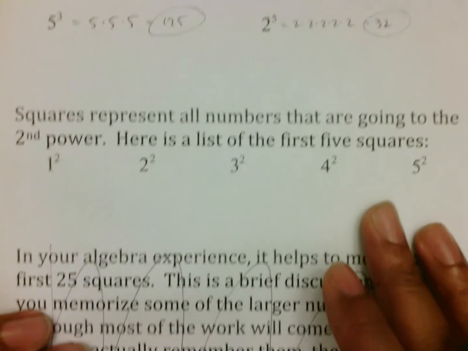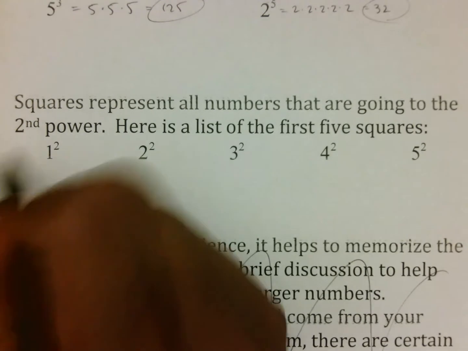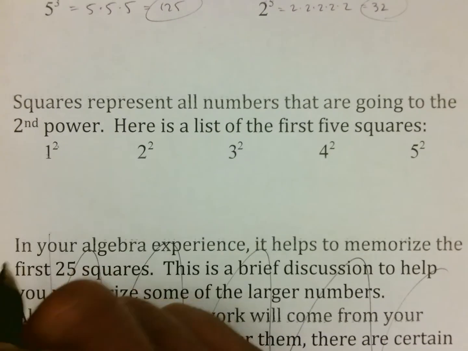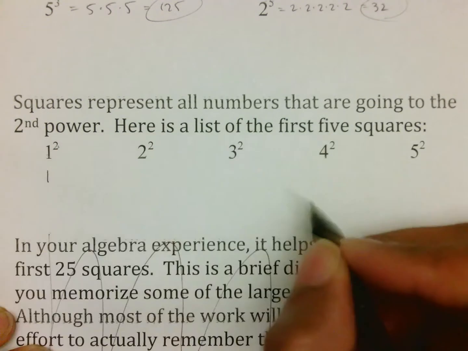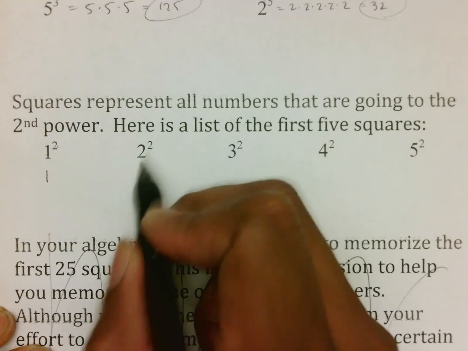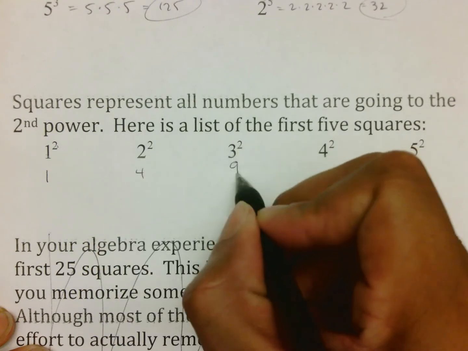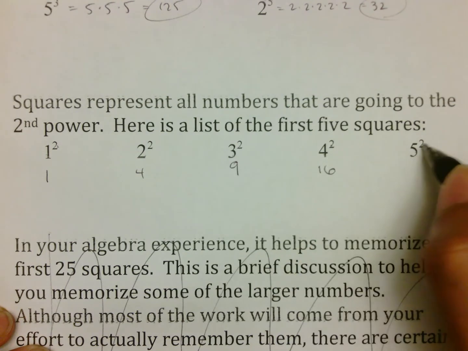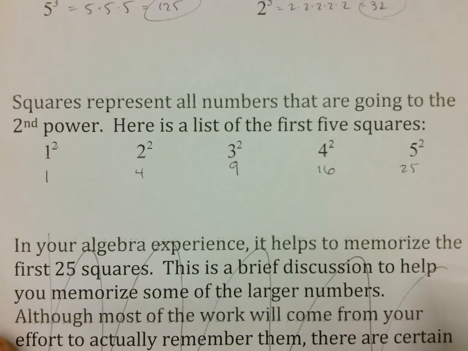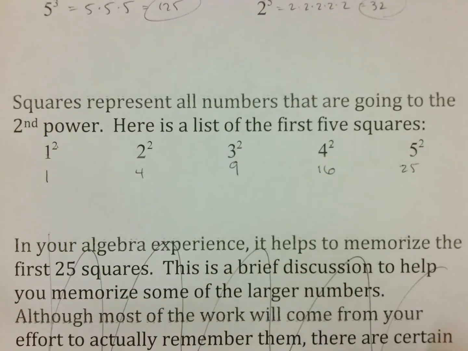Squares, which is part of what we're talking about here, represent all the numbers that are going to the second power. So 1 squared is how you read it. You could say 1 to the second power, but typically it's called 1 squared. That means 1 times 1, which is of course 1. 2 squared is 2 times 2, which is of course 4. 3 squared means 3 times 3, which is 9. 4 squared is 4 times 4, which is 16. 5 squared is 5 times 5, which is 25. So again, squares are simply the specific powers that have an exponent of 2.